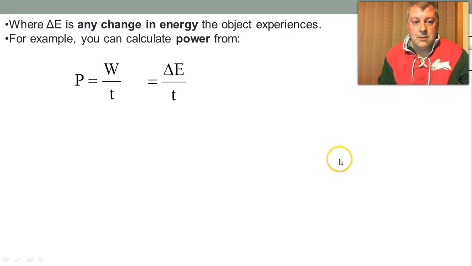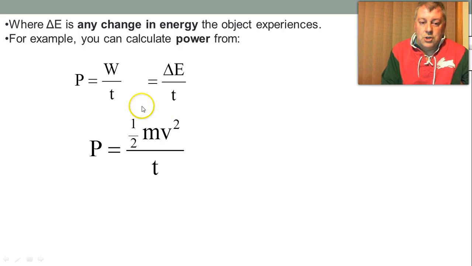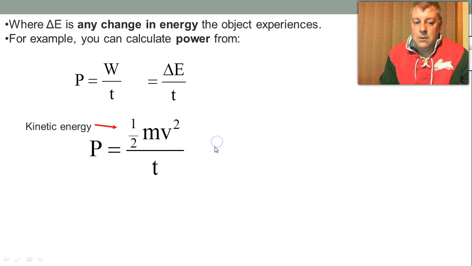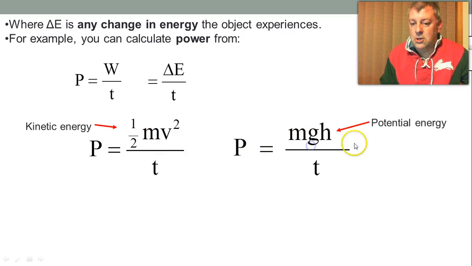So that means that we can calculate power from what I just said. And if the change in energy is a change in kinetic energy, we could use the half mv squared as our change in energy. Okay, but the change in energy could be a change in gravitational potential energy, in which case we'd use mgh, and it would be divided by the time in seconds.